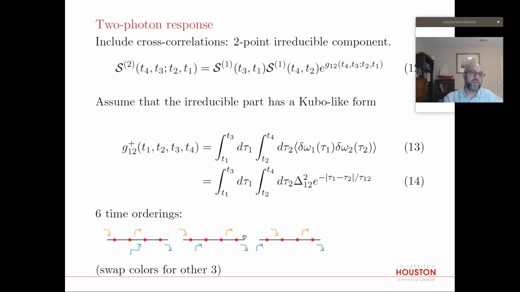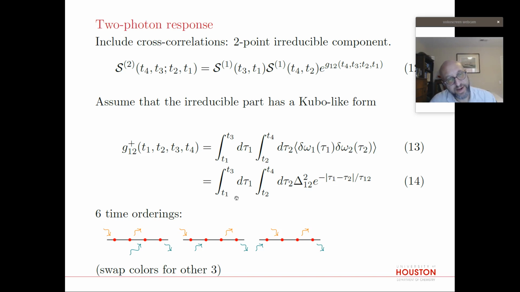Now, if I include the cross correlations, the system is 2-point irreducible in the sense that I can no longer separate this into one Kubo response function multiplied by another Kubo response function. There's a cross correlation term, which we'll leave in this form. Now let's assume, because again I don't know what that is, that this irreducible part also takes a Kubo-like form in terms of a cross correlation term. And again, I'll write it out as I would in Kubo theory.